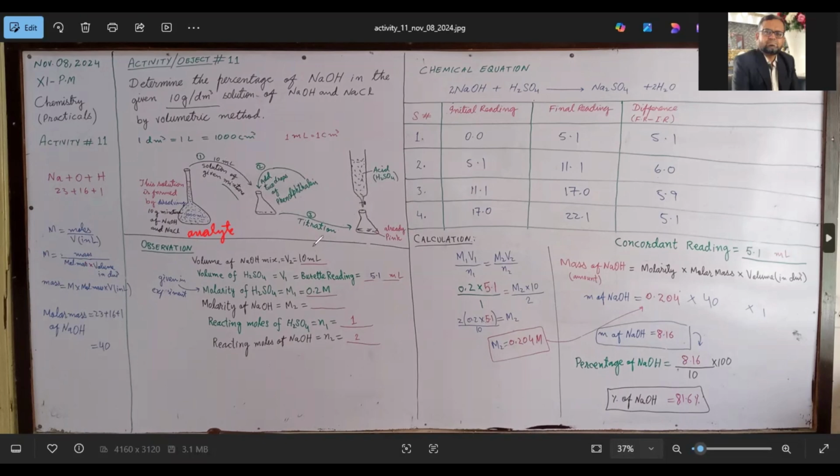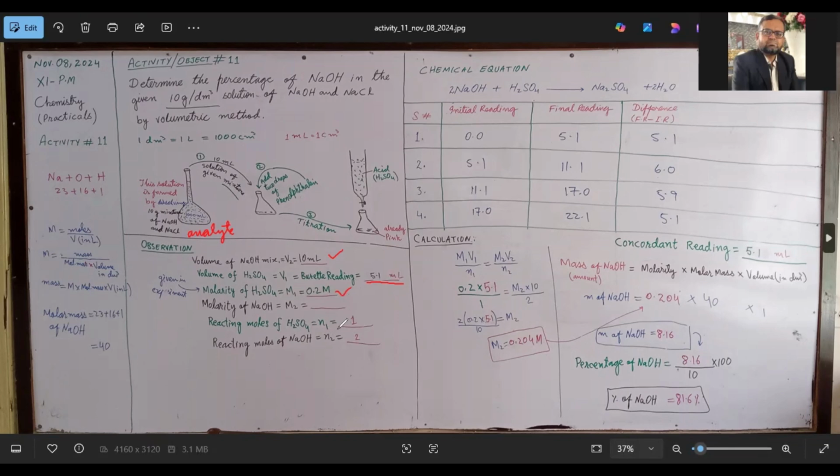So what we got and what we have already given. The volume of sodium hydroxide was already given, 10 ml, that we have taken. And butyridine, I will tell you later on. 0.2 molar sulfuric acid, the concentration was already given. Molarity of sodium hydroxide, we have to find it.